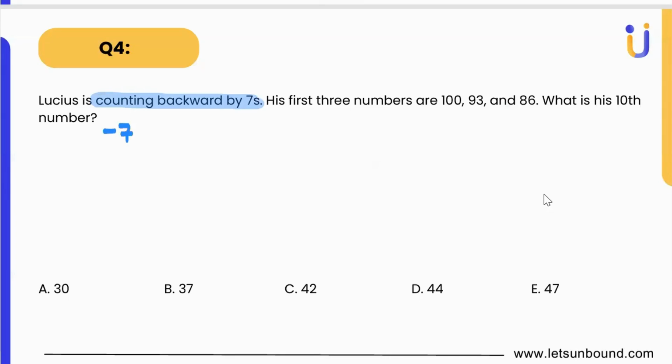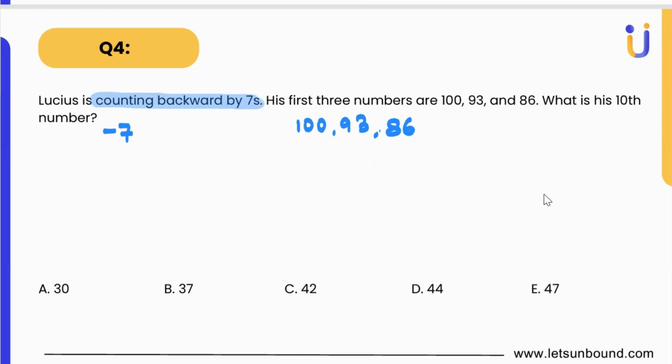But the numbers given to us start from 100. And what we are expected to do here is to find out the 10th number. Now use effective strategies to answer your questions. A lot of you might say, Miss, we can just keep subtracting 7 every time and go all the way up till the 10th number. But that's not an effective strategy.